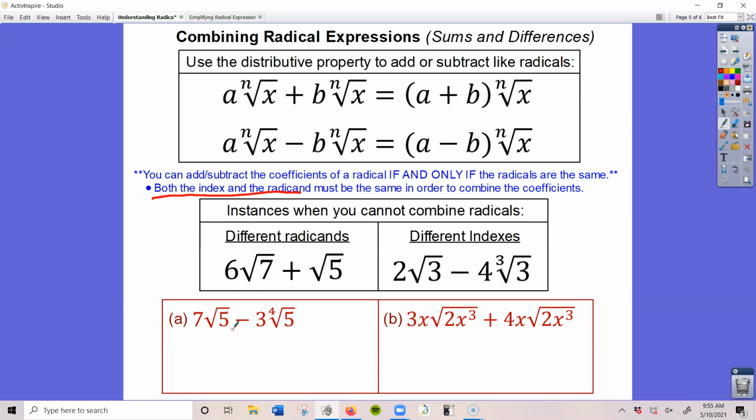So let's look at these examples. We have here 7 square root of 5 minus 3 fourth root of 5. Here I would not be able to combine, and the reason is because they do not have the same index.